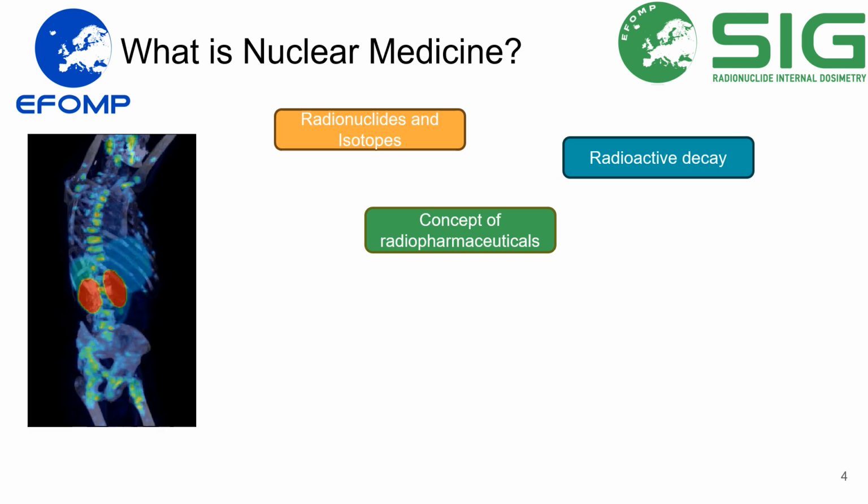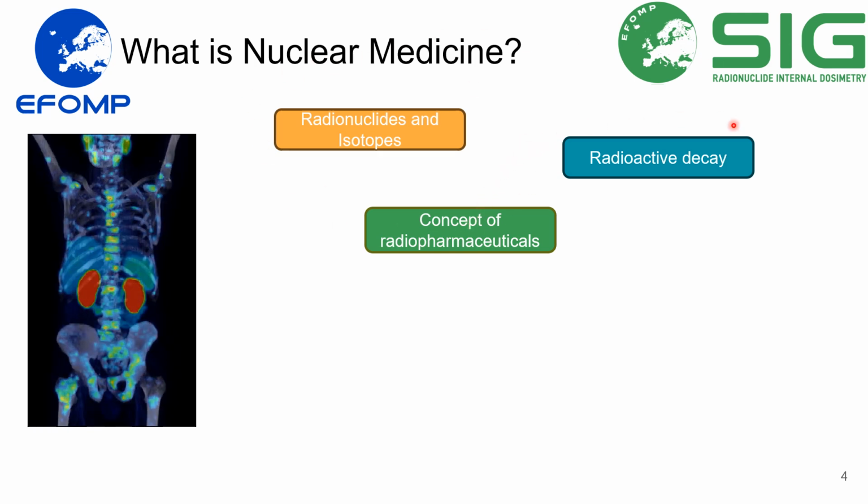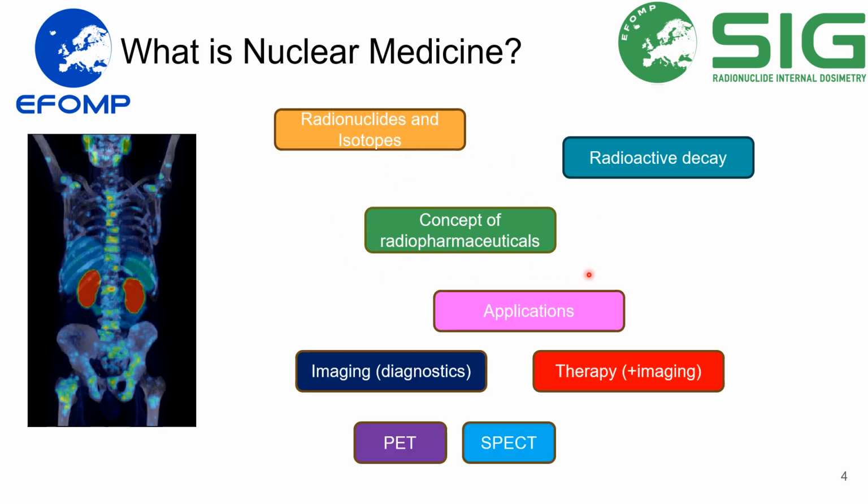So what is nuclear medicine? Well, we need to think of radionuclides and isotopes, of course of radioactive decay, and we will talk about the concept of radiopharmaceuticals. And very important is the applications. Applications we can have diagnostics and therapy. But luckily for therapy, we sometimes can combine that with imaging. So there is PET and SPECT imaging.